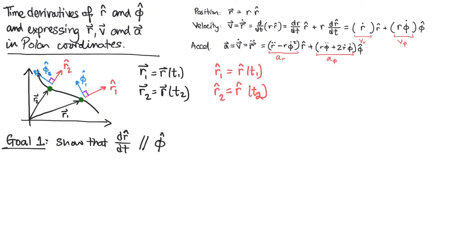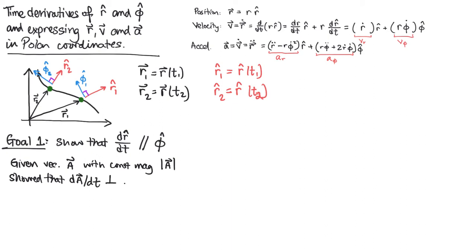So let's see why that's true. Well, you've already actually proven that this is true, right? We've shown that if we have a vector A with constant magnitude, we showed that the time derivative of A is perpendicular to A. In other words, A dot A-dot is 0.